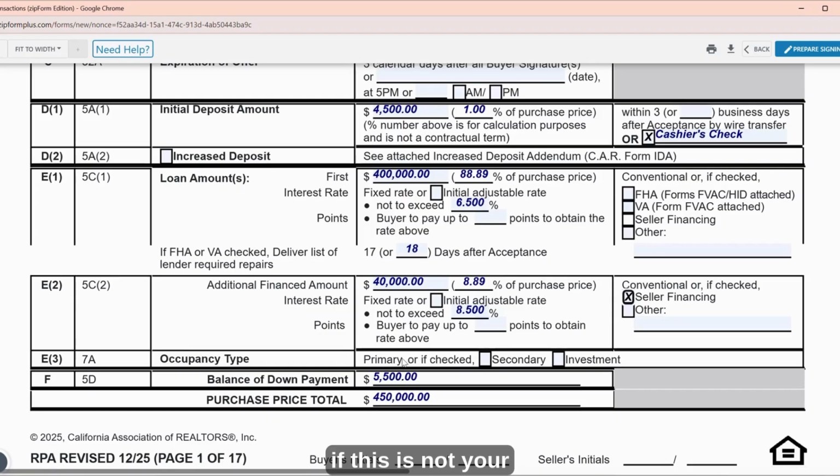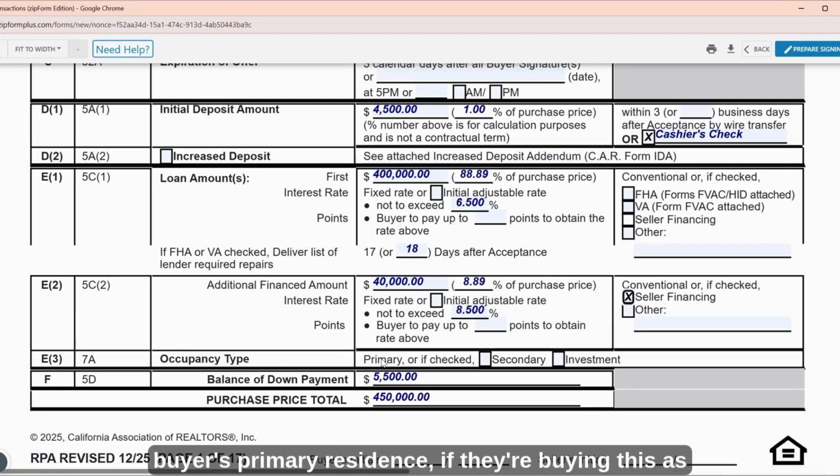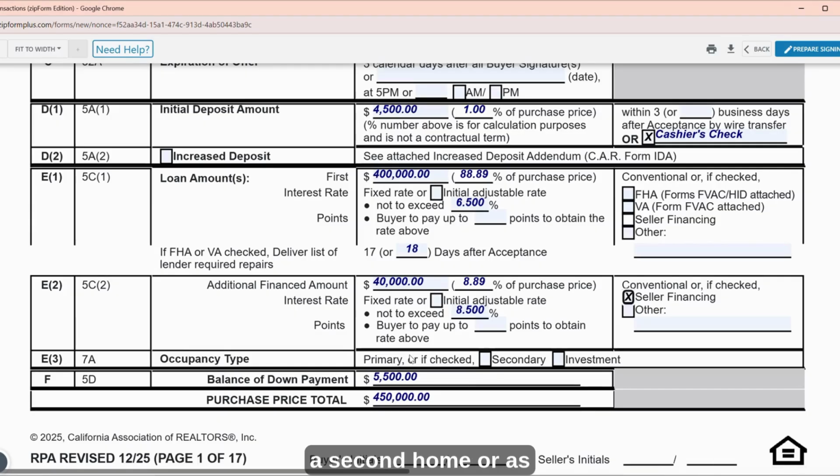And then if this is not your buyer's primary residence, if they're buying this as a second home or as a rental property, you would check these boxes here.